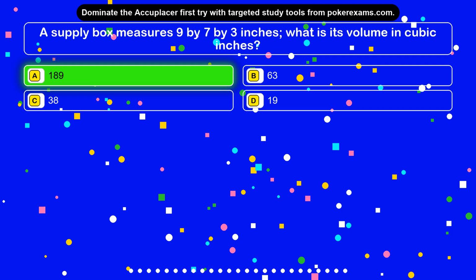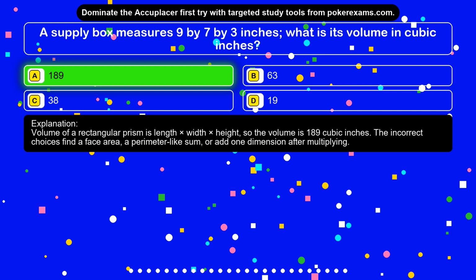The correct answer is option A, 189. Volume of a rectangular prism is length times width times height, so the volume is 189 cubic inches. The incorrect choices find a face area, a perimeter-like sum, or add one dimension after multiplying.